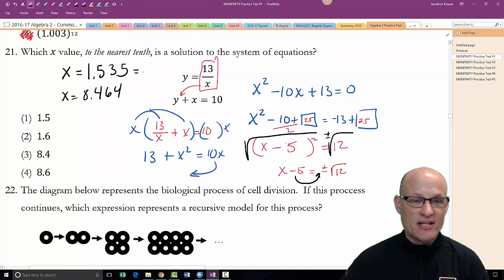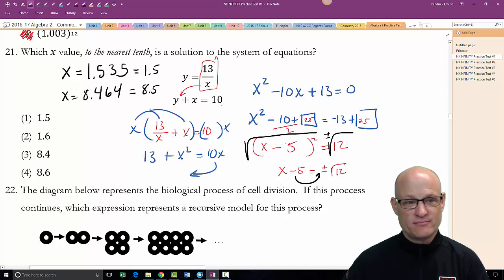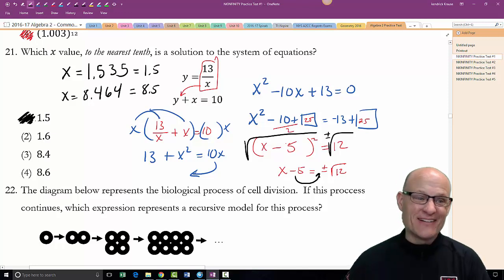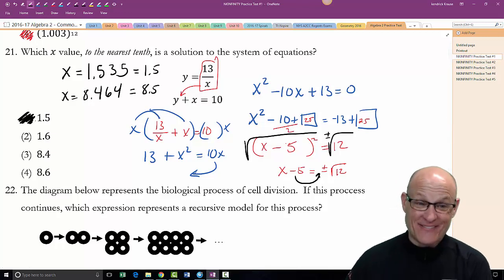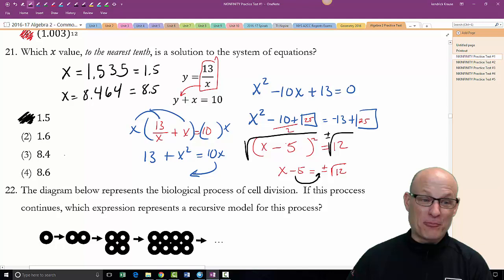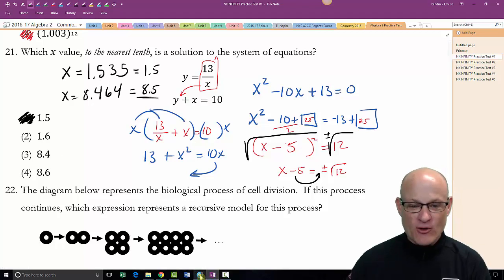So round to the nearest tenth, this is 1.5. Round this one to the nearest tenth, it's 8.5. So this is the only acceptable answer. Wow. You might go crazy thinking about that question, because you might think it's 8.4, but it's not. It's really 8.5. How would you do this problem graphically?